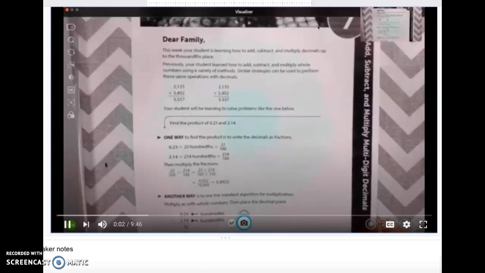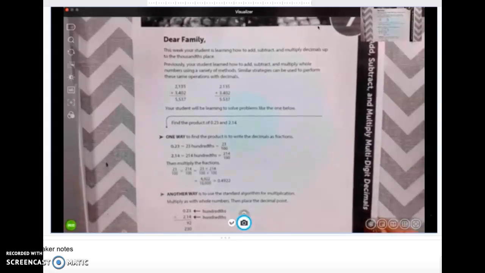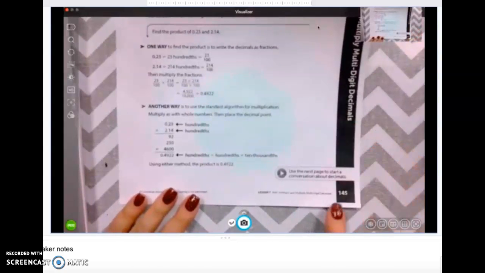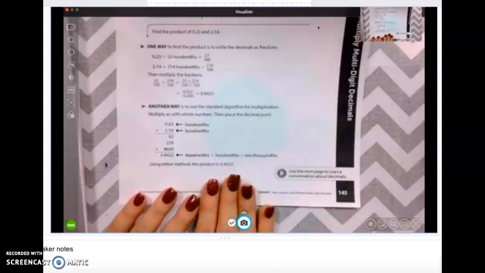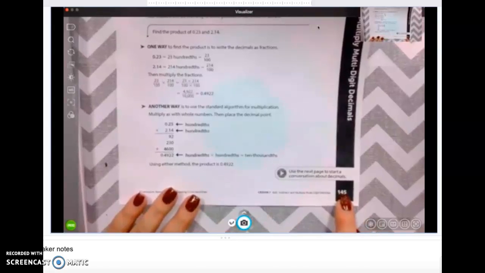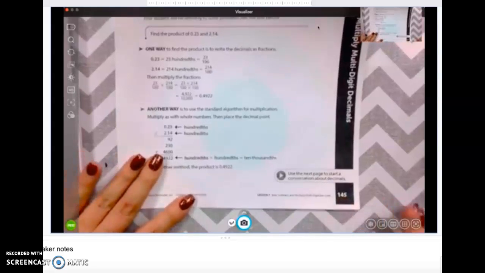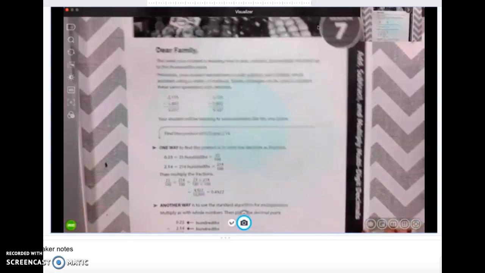Okay, now that we have gotten our lesson 7 vocabulary done, I would like you to pull out your math workbook and rip out pages 145 and 146. This is what we're going to work on for our introduction to lesson 7. So again, go into your math workbook and pull out pages 145 and 146. If you need to, go ahead and pause the video so that you can do that.